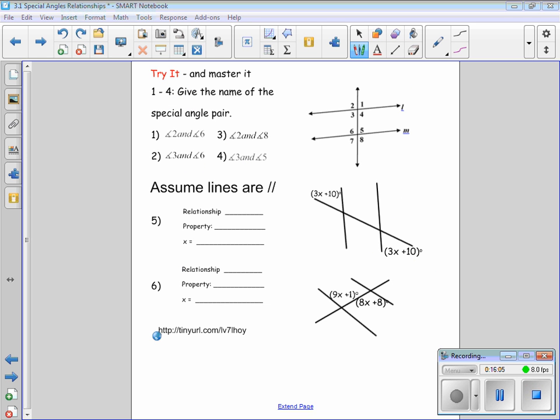All right, so now we're at our try it problems, and these are try it and master them. These should be 100% answers for you. Okay, so let's take a look at the, I just expanded that one for you. It was kind of hard to read. So we're looking at that angle and that angle. And so I want you to do these problems.